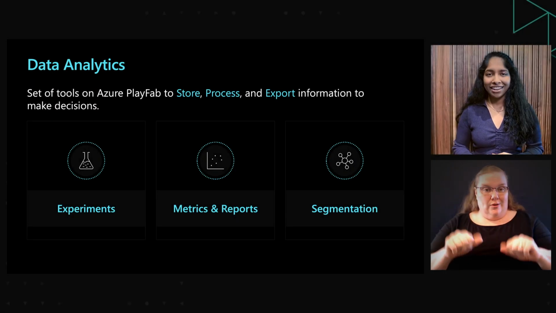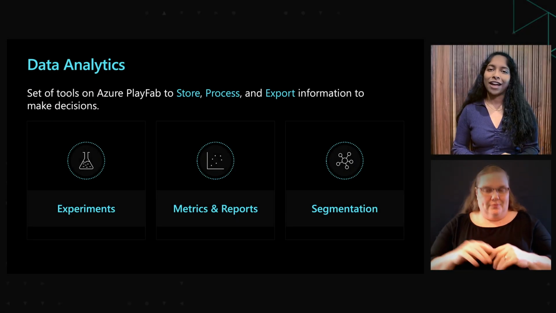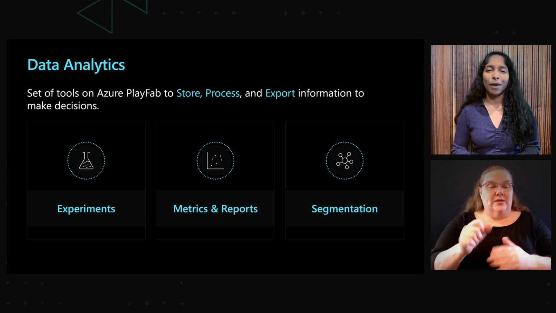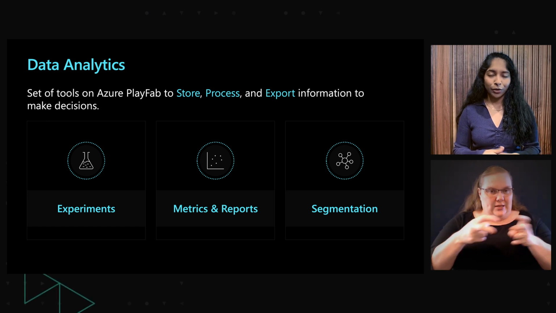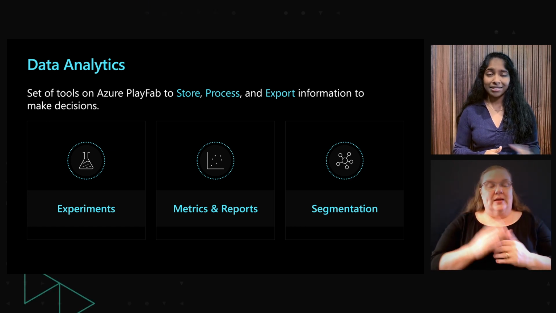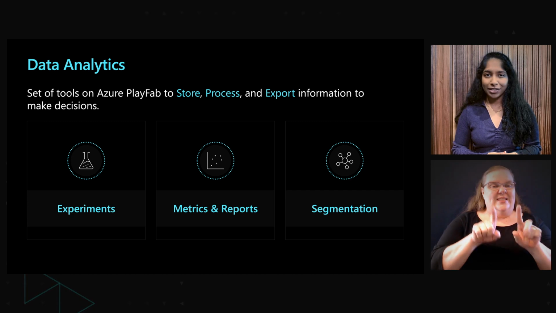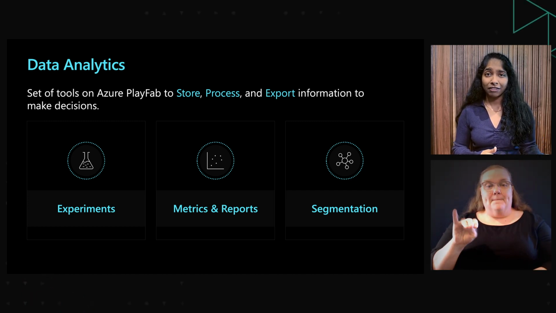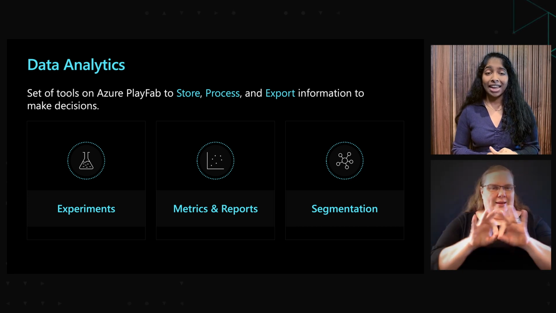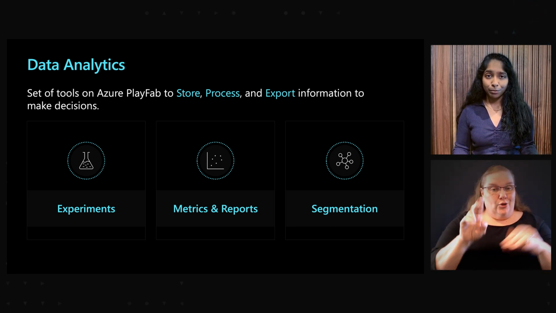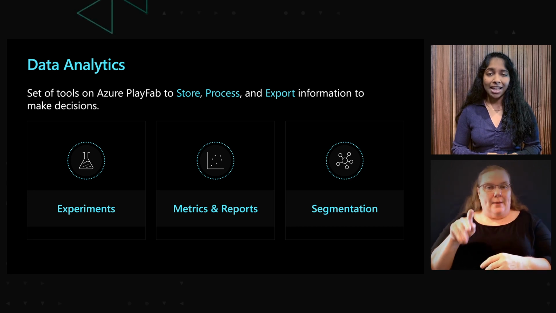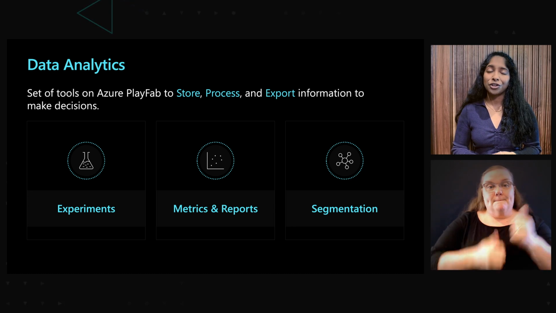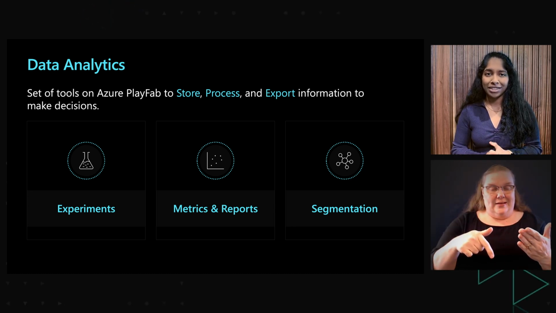Let's deep dive into the data analytics a little bit. Here, we provide a set of tools that allow you to store, process, and export the required information. Features that can be showcased within this group are experiments, where you can create and run multiple experiments at a time, metrics and reports, where we show you key data such as monthly active users and daily active users, and segmentation. This allows you to group players based on real-life actions, and the most important part of this feature and this talk is the fact that churn prediction is integrated directly within segmentation.